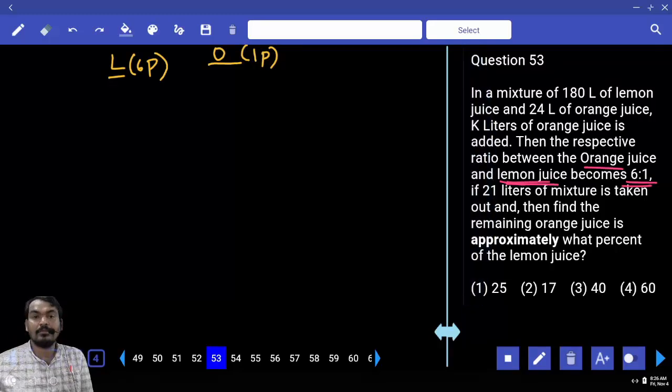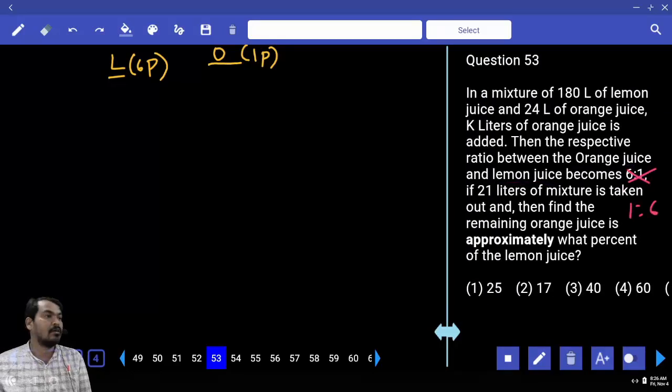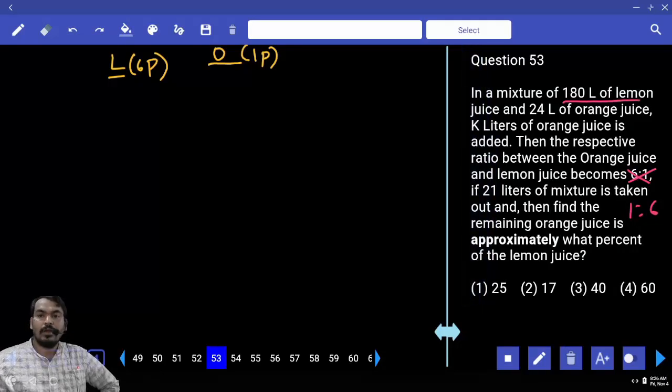Lemon and orange. Lemon is how many parts? 6 parts. Orange is 1 part. Or change the 6:1 ratio, that is 1:6. Orange is how many parts? 1 part. Lemon is how many parts? 6 parts. Okay. Before adding the k liters of orange, lemon is how many liters? 180. But there is no change in lemon.